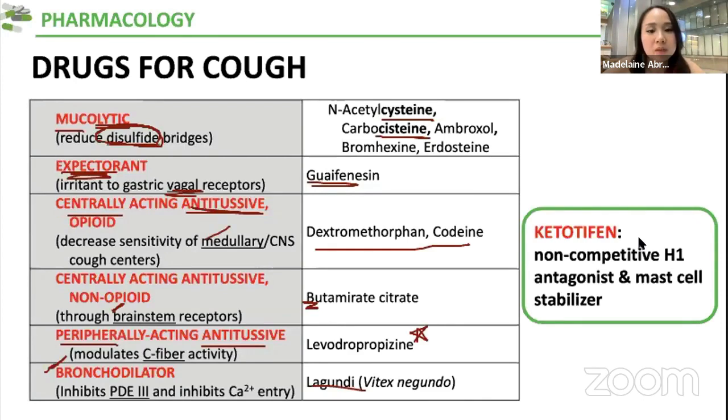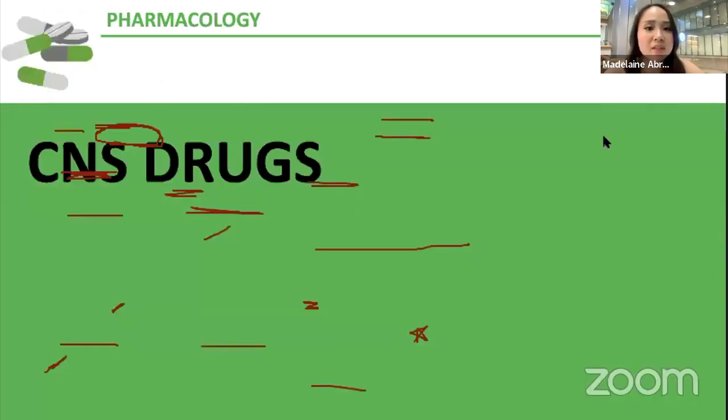So, ito, your ketotifen was, as in, one of the recent boards. It acts as a non-competitive antihistamine and mast cell stabilizer. So remember that. Antihistamine na siya, mast cell stabilizer pa siya. Sino yung makilala ng mast cell stabilizer? Your cromolyn. So nedocromil tsaka cromolyn. Those are your mast cell stabilizers.